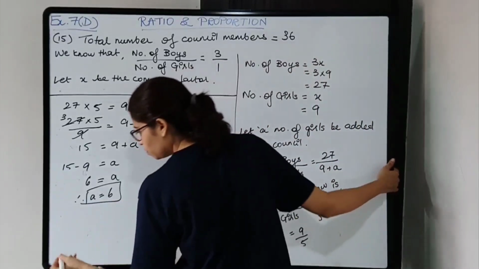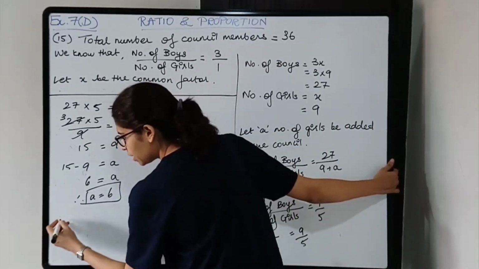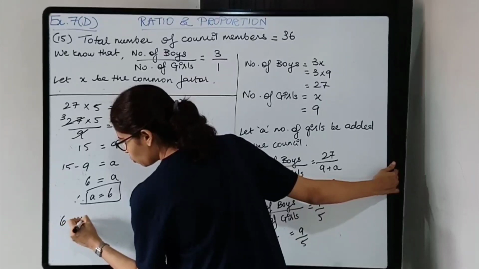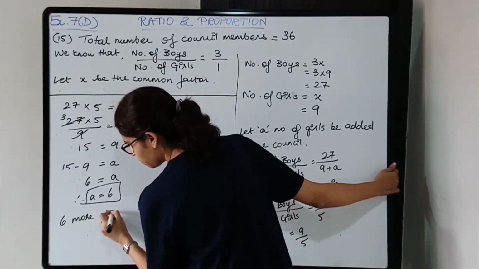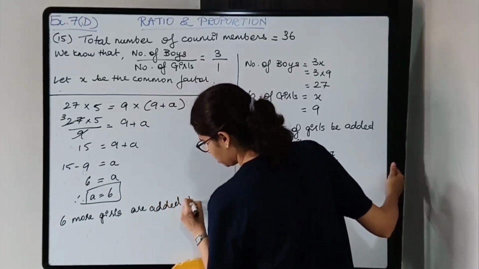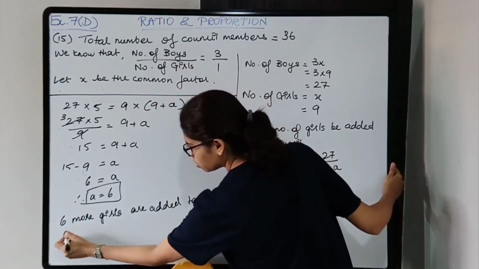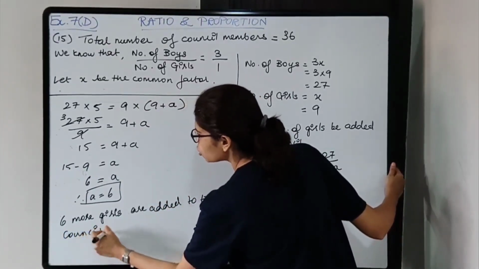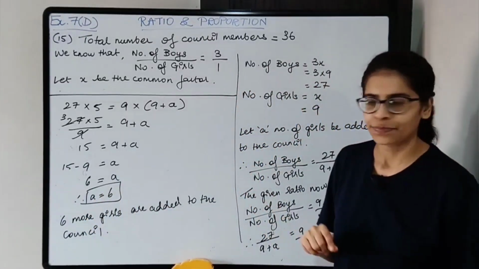So write down. The final statement is very, very important. 6 more girls are added to the council. How can you cross check if your answer is correct or not?